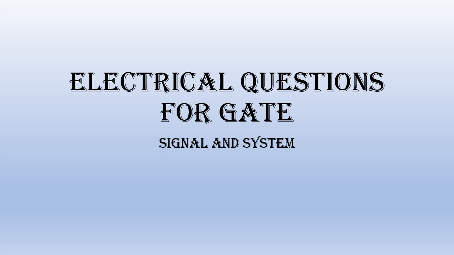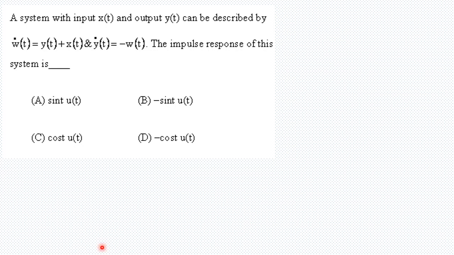Today we'll be solving one more question related to signals and systems. The question is: a system with input x of t and output y of t can be described by w dot of t equals y of t plus x of t, and y dot of t equals minus w of t. The impulse response of this system is, and these are the four options. From there we need to find what is the impulse response of the system.